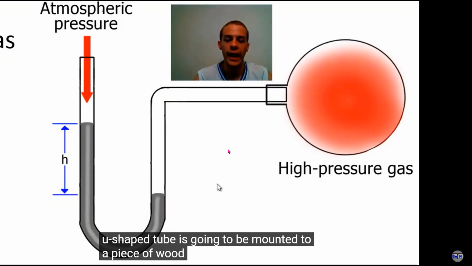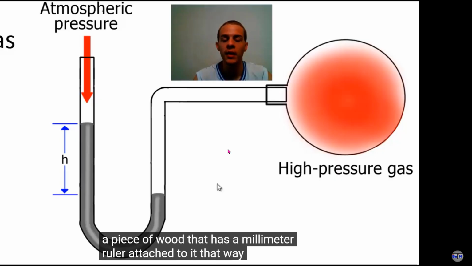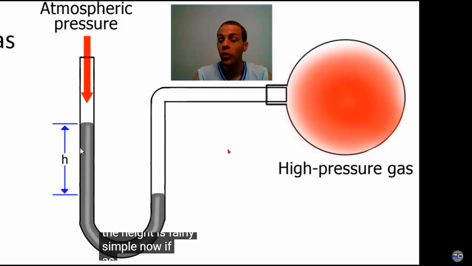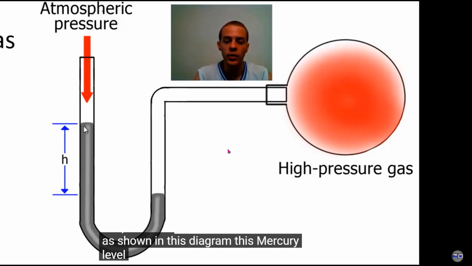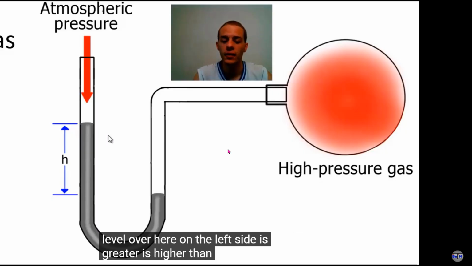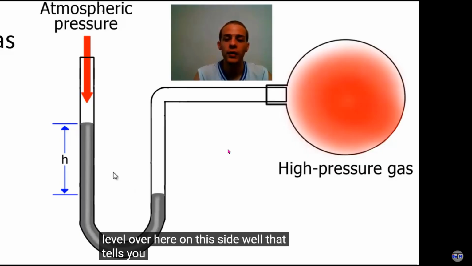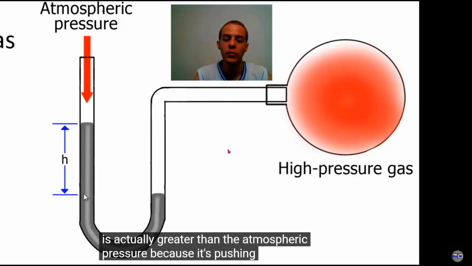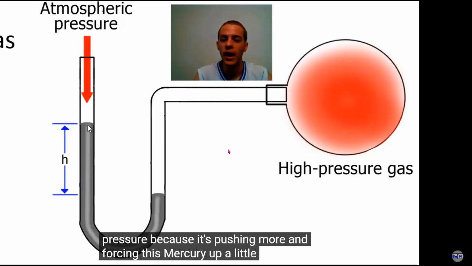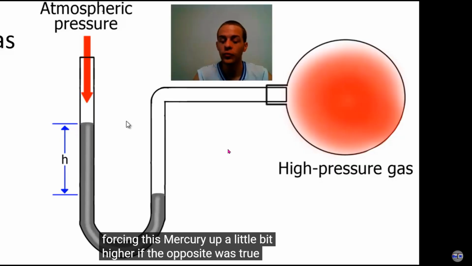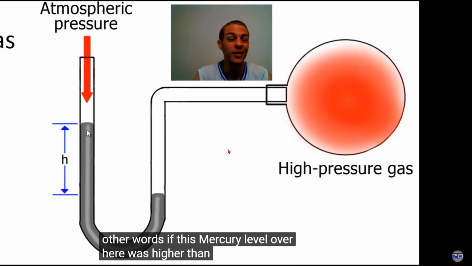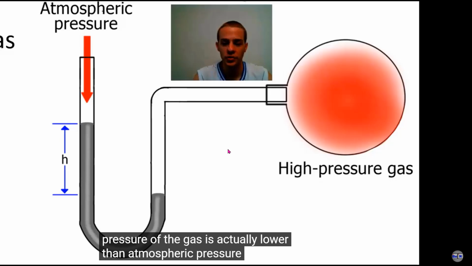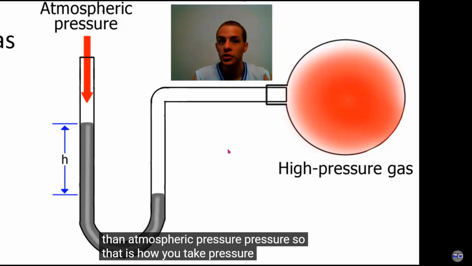Oftentimes, the U-shaped tube is going to be mounted to a piece of wood that has a millimeter ruler attached to it. That way, measuring the height is fairly simple. So you can see the diagram now. If the left side is higher than the mercury level over here on this side, that tells you that the pressure of the gas is actually greater than the atmospheric pressure, because it's forcing this mercury up a little bit higher. If the opposite was true, then the atmospheric pressure is higher than the pressure of the gas, right? So this is how it works.